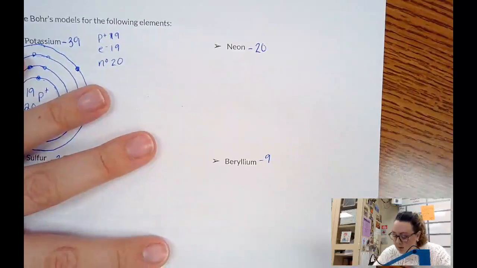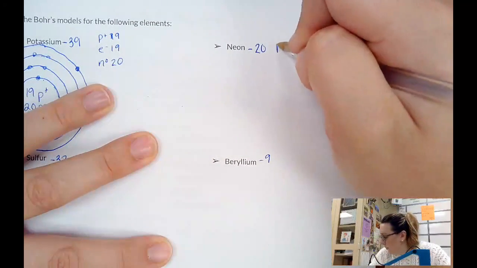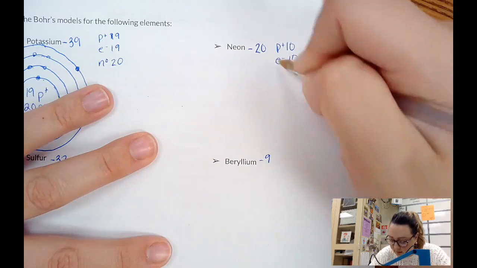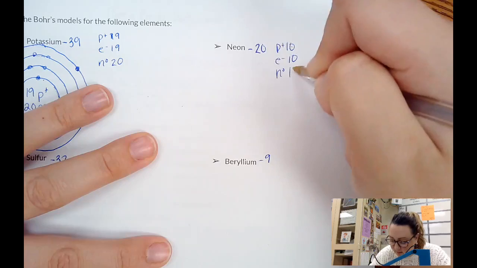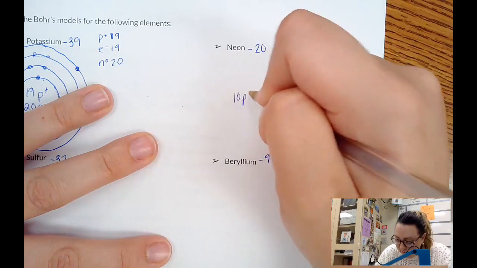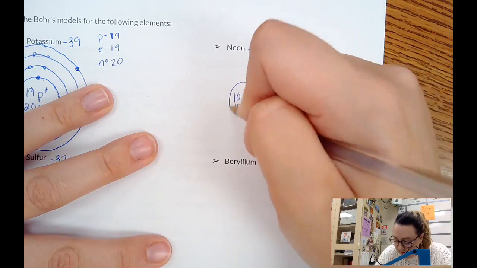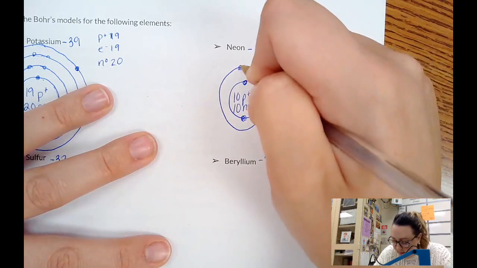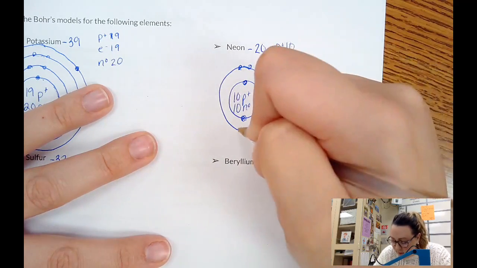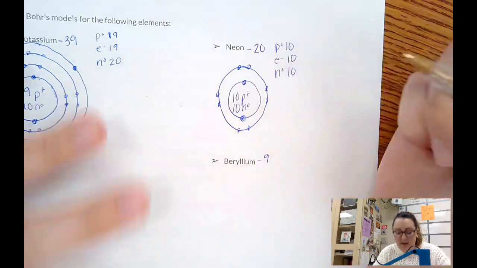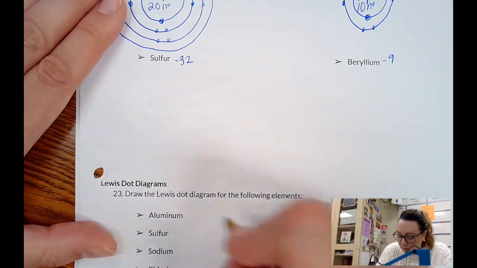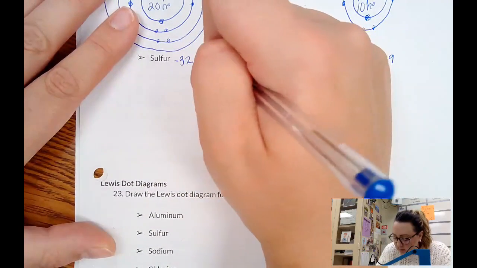All right, neon 20. So for protons, it's atomic number 10. Electrons, it's neutral, so it's 10. Neutrons, 20 minus 10 is 10. 10 protons, 10 neutrons. I need 10 electrons. 2 on the inner shell. I can put 8 here. 2 plus 8 is 10. I'm done.